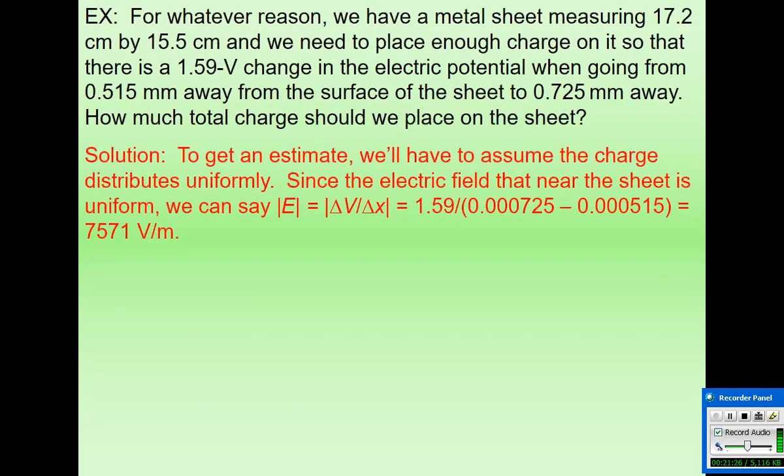When we go from a location of 0.515 millimeters away from the surface to a location of 0.725 millimeters away from the surface, we want there to be a change of 1.59 volts. So we're being told what the potential difference is over a particular change in displacement. And that gives us information about the strength of the electric field. You might recall from an earlier lecture that in the case especially of the uniform electric field, the strength of the uniform electric field is equal to the change in voltage over the change in displacement.